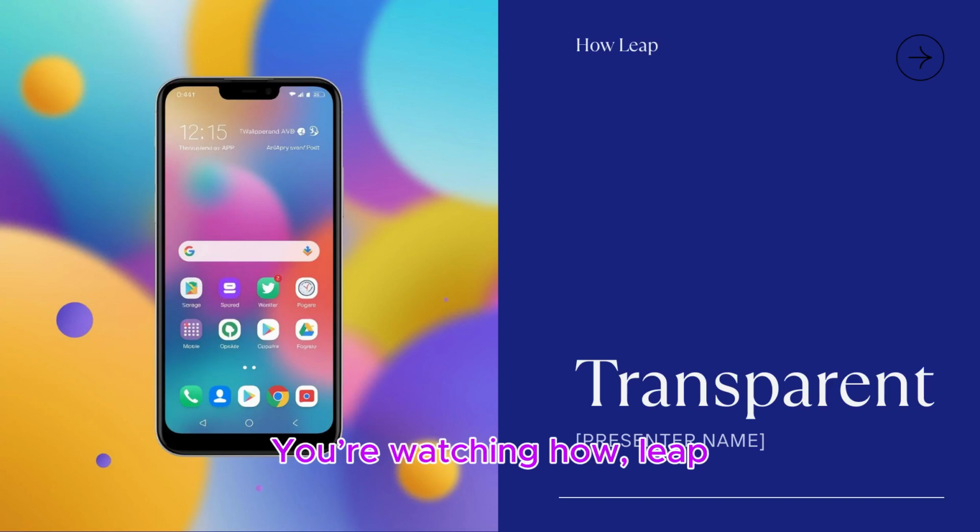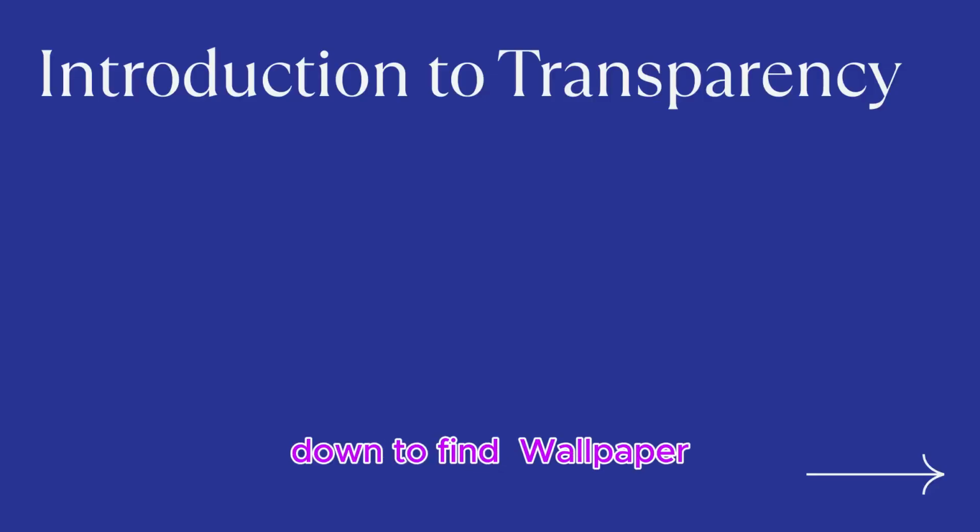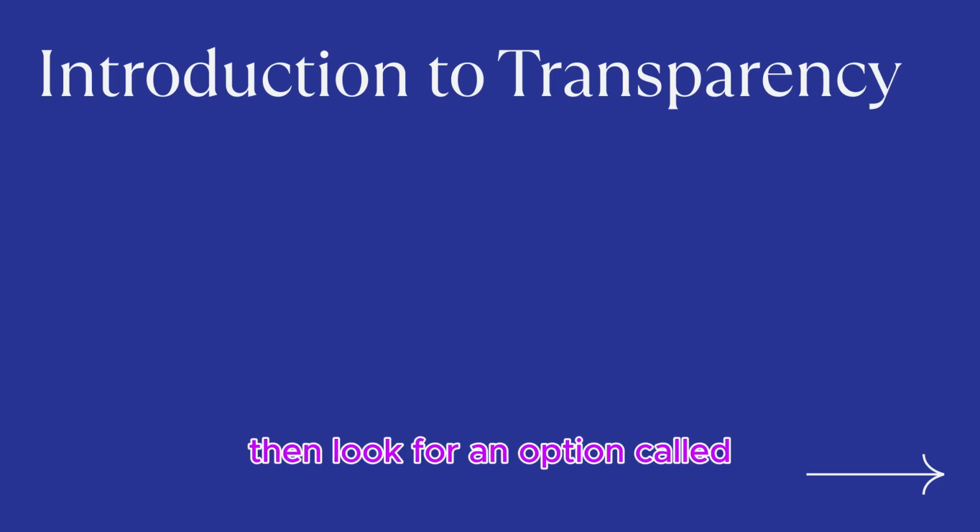You're watching How Leap. Let's make a transparent app drawer on Android. Open your device's settings app and scroll down to find wallpaper and style or display. Tap on it, then look for an option called App Drawer Background or Home Screen Style.